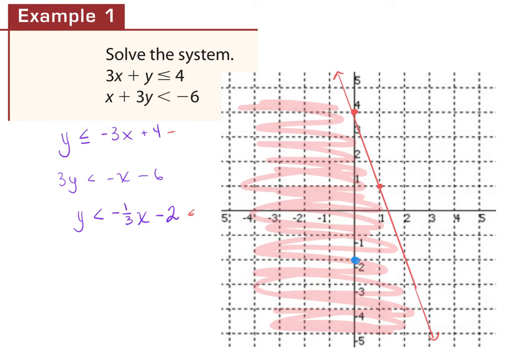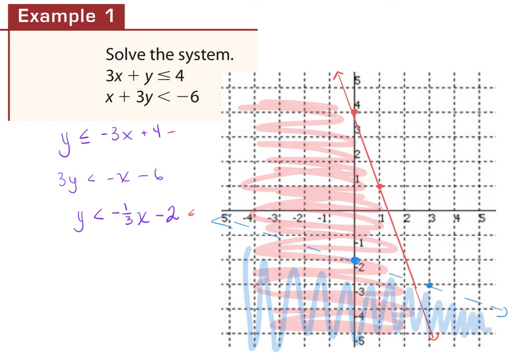And I'm going to go down 1 and over 3. Is this one going to be solid or dashed? Dashed, because it's just less than. So for this one, I am going to dash. And this is also going to be less than, so I am going to shade everything below this line.